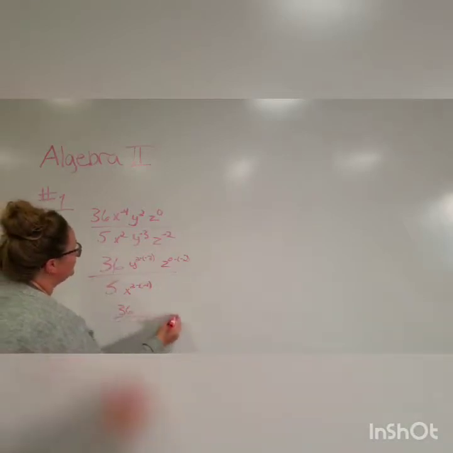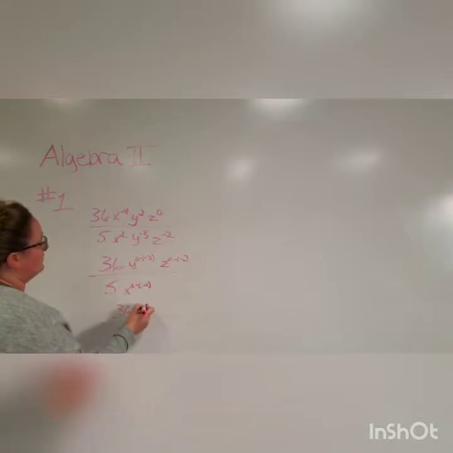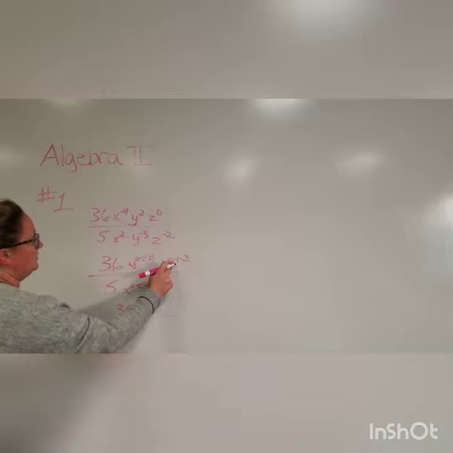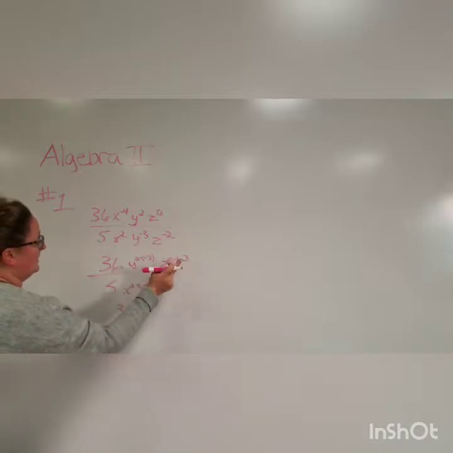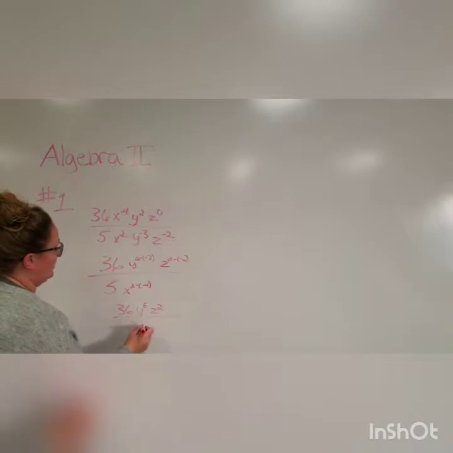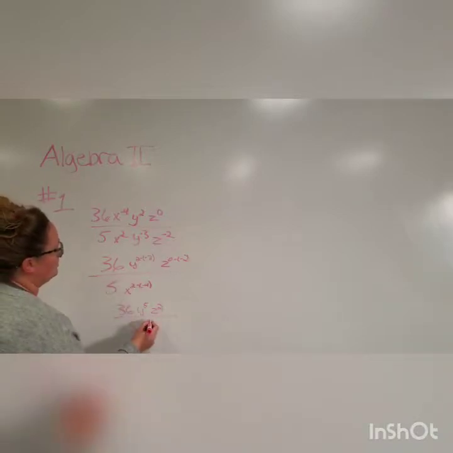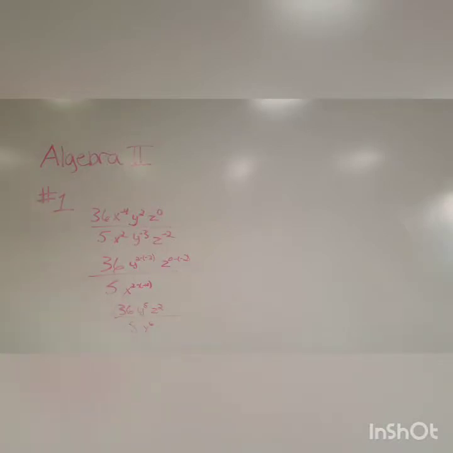So you're going to have 36. 2 minus -3 is 2 plus 3, y to the power of 5. Z, 0 minus -2 means z to the power of positive 2. And on the bottom, you're going to have 5, and then x to the power of 2 minus -4, which means 2 plus 4 is 6. The final answer will be 36 y to the 5th z squared over 5x to the 6th.